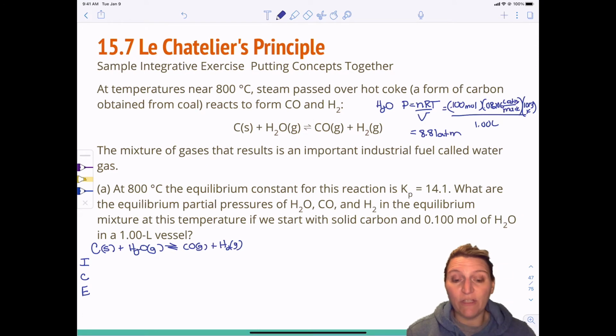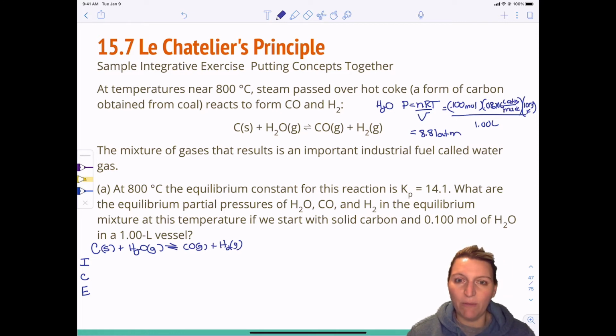So the next practice question that we have is an integrated exercise that's going to have a whole bunch of the concepts that are in this chapter in it. So it gives us an example of a reaction that happens at 800 degrees Celsius. That's important for making a fuel called water gas. And we can see carbon solid with water at obviously really high temperatures makes carbon monoxide and hydrogen gas. And it gives us the equilibrium constant in Kp, so pressure.